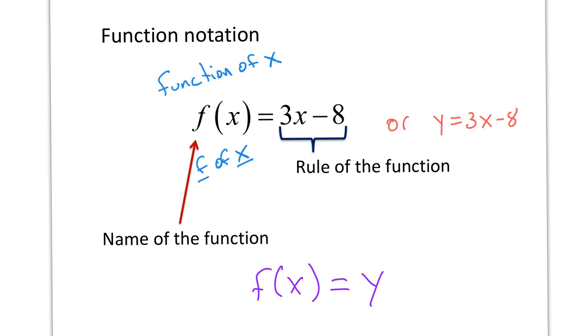So this is what is called function notation. You have the name of a function. The name of the function will be here: f of x, g of x, or h of x. And we are going to have a rule of that function to help us evaluate for the y value, which is the output of your function.